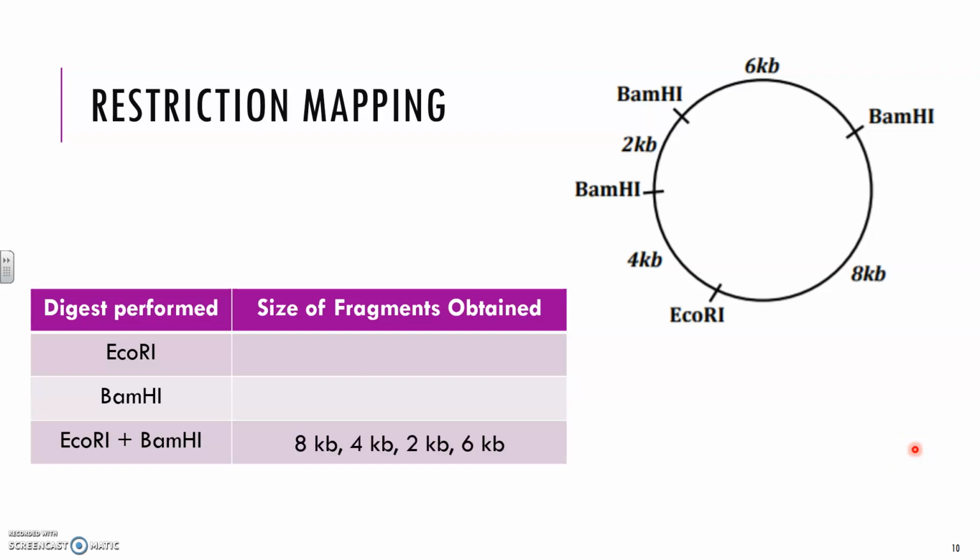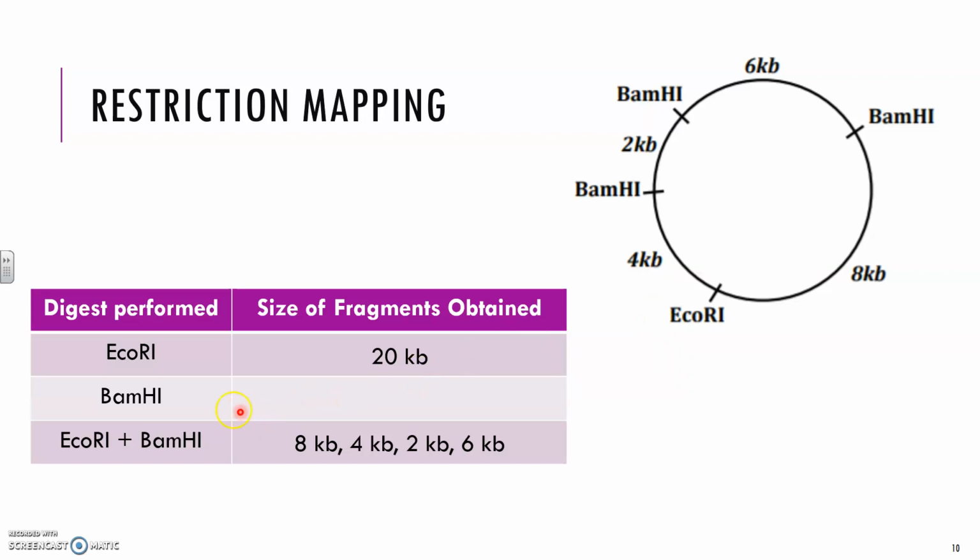You can see with both of your restriction enzymes, you have 8 kilobase pairs, 4, 2, and 6, going around the circle this way. Now with your EcoRI, you only have 1 restriction site for it, which means that you just add up all of these numbers, and you have 20 kilobase pairs total for this piece of DNA.